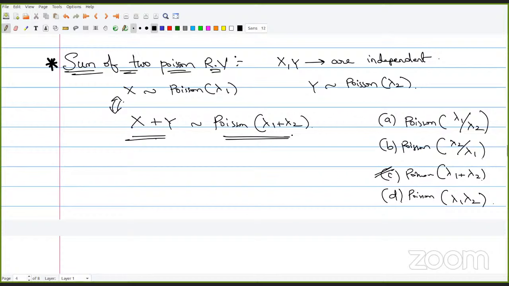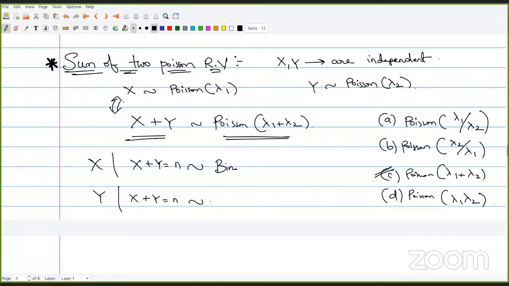Okay. And now in this sum, there is one more thing: the conditional distribution. X given X plus Y follows something. Y given X plus Y follows something. Can anyone tell? I think it becomes binomial n comma lambda 1 by lambda 1 plus lambda 2. Okay, let me take this and correct.